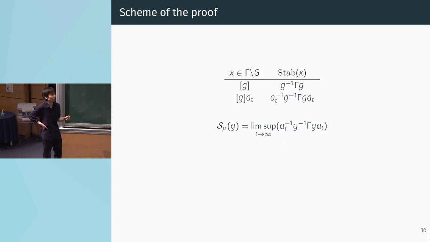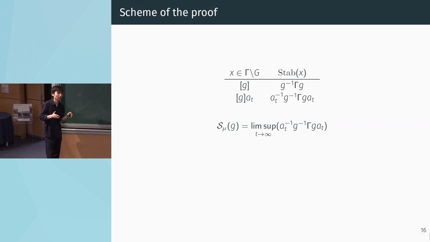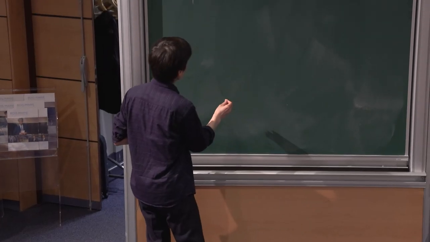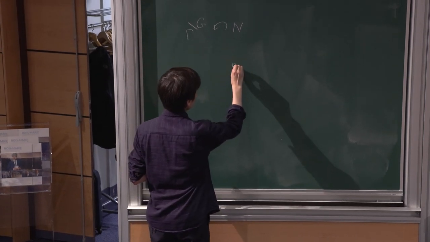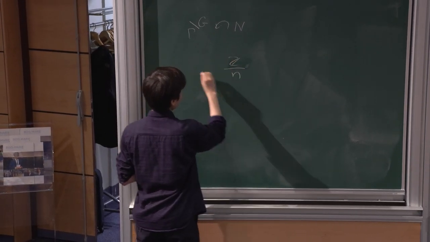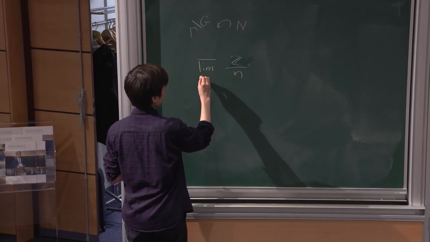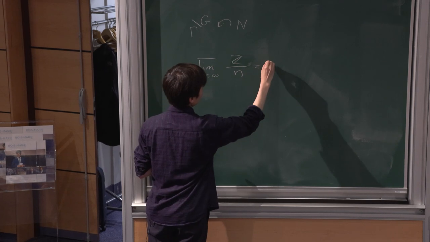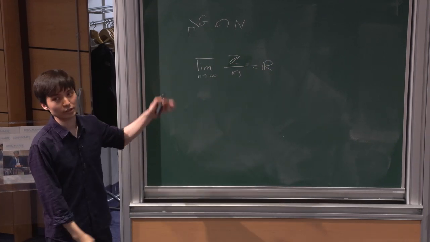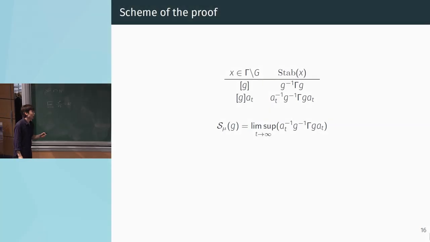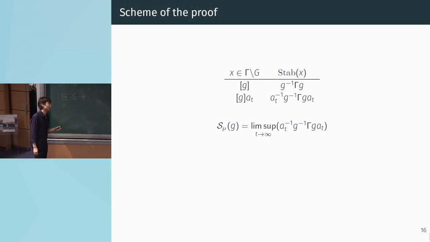You just look at, fix some t, then you look at this set, which is a point stabilizer, and as you take t to infinity, this set can accumulate to something, and you take all the possible accumulation points for any sequence going to infinity. So, for example, the lim sup in my definition of this is going to be the real numbers because it can accumulate anywhere. So it's a topological lim sup. And you now define this quantity, and let's see how it depends.